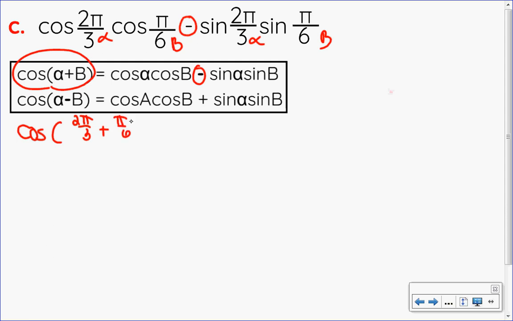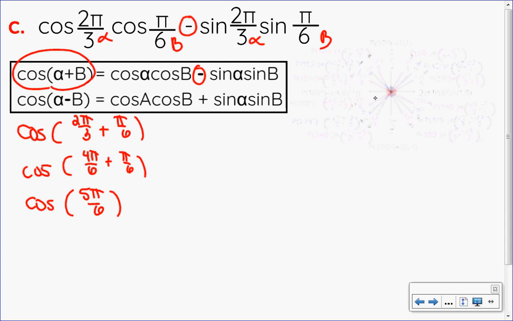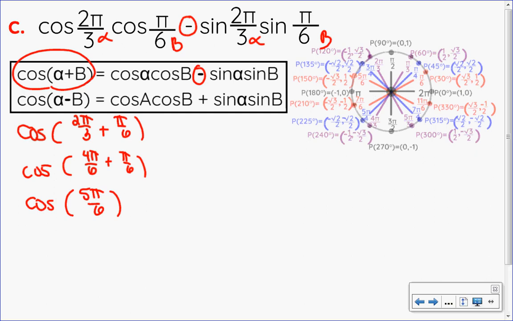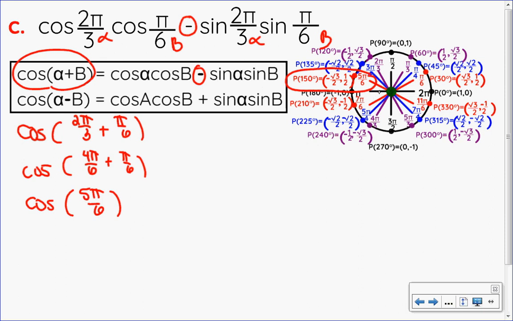plus beta. Then all I have to do inside is add those with a common denominator of 6. So times by 2 to the numerator and denominator. And now I can add those, which is 5 pi over 6. So using my unit circle, I'll go to 5 pi over 6, which I know is in quadrant number 2. Here is my point, and I know cosine is the x-coordinate, which is negative root 3 over 2. So I can plug that into my equation to see if I've done this correctly.